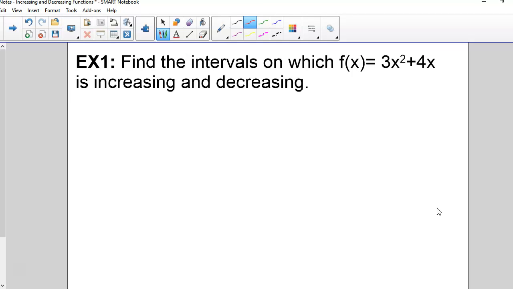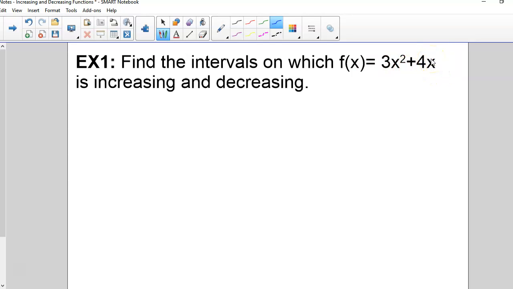So whenever we're doing this with just functions, we'll have questions like this. It'll say, find the intervals on which f of x equals 3x squared plus 4x is increasing and decreasing. Okay, and I didn't put this here, but I should have put justify your answer, because these questions, if they're on free response, always say justify your answer.